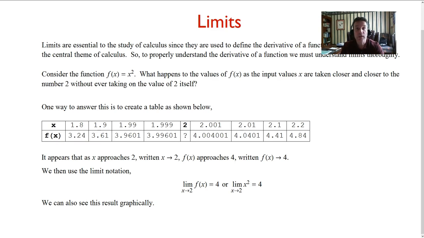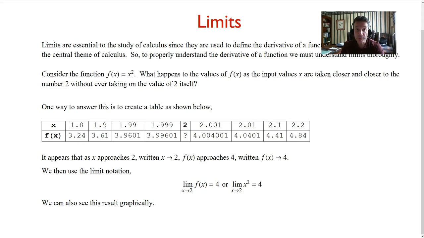We're now going to study the concept of limits in calculus. Limits are very important in calculus because they're used to define and evaluate the derivatives of functions. And the derivative is really the central theme in calculus. So to properly understand what a derivative is, we have to first understand what a limit is.